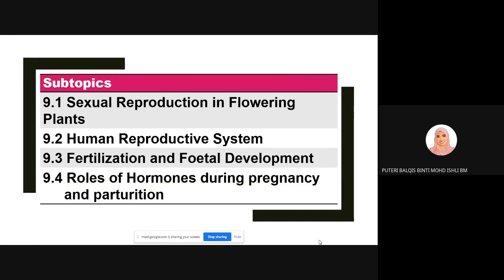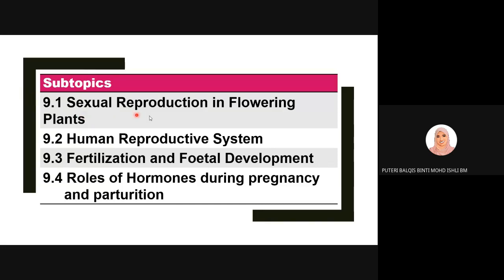Alright, mungkin kita akan discuss sampai human, tapi saya akan sampai female, sampai male saja. Okay, sebab female ni dia punya reproductive system ni complicated sikit. So tak boleh nak habiskan dalam masa 45 minit ni. Alright.